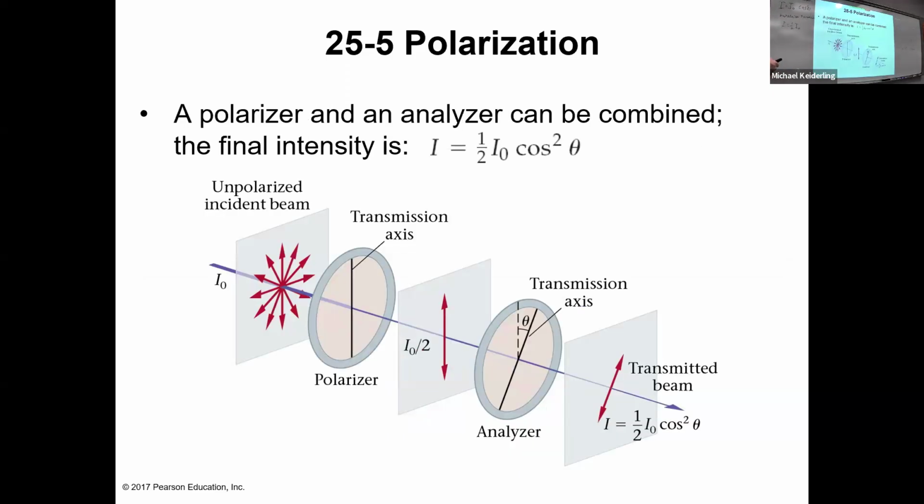So a polarizer and an analyzer can be combined, where if you have unpolarized light, it goes through a polarizer and then through another polarizer at some angle. And the final intensity will be 1/2 the initial intensity times the cosine of that angle squared. And that is how your LCD screen works, except there's a liquid crystal in the middle which rotates the polarization as it passes through, and the amount that it rotates can be adjusted electrically. And that's how they can make lighter and darker pixels.